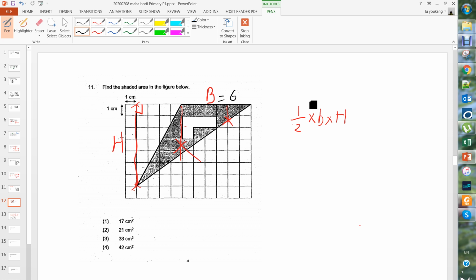Count and speak. 1, 2, 3, 4, 5, 6. Does it hit your ending? Yeah. Good. Okay. So what is the height? 7. Okay, good. Write down. Height equals to 7.